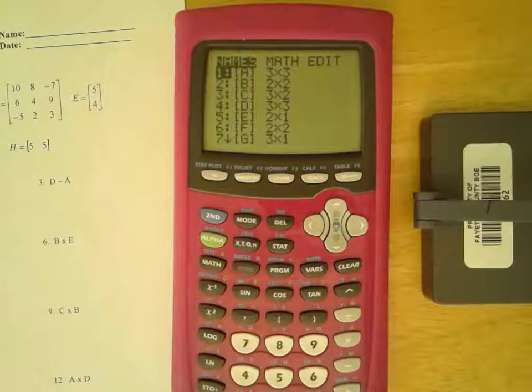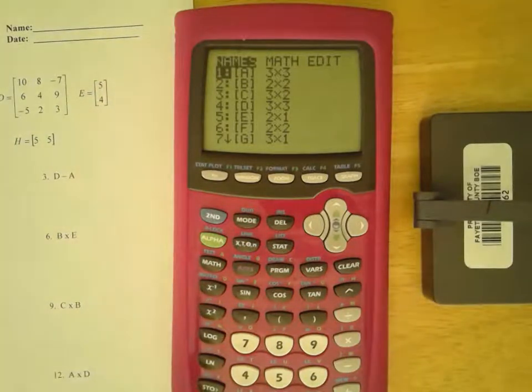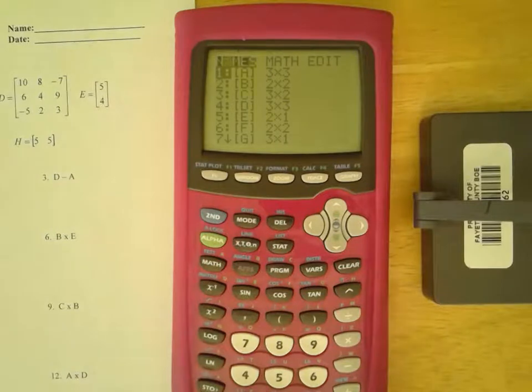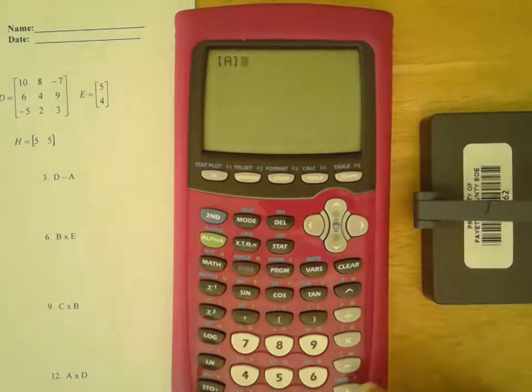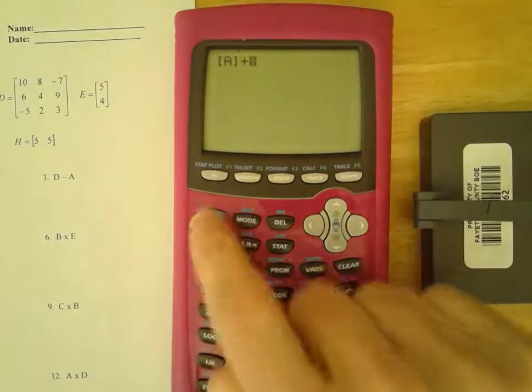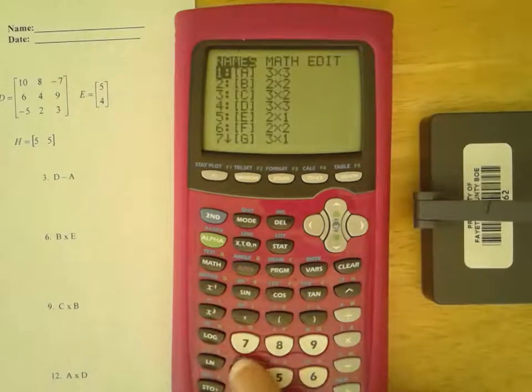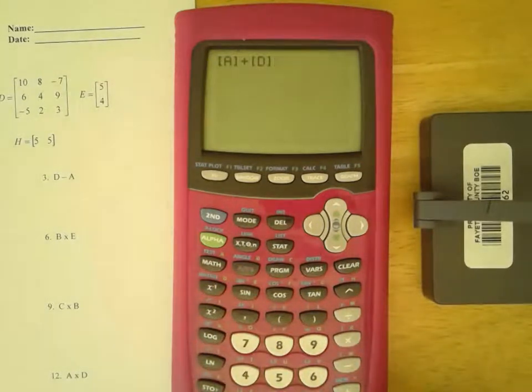Alright, guys. So, hopefully you have entered your matrices now. And what we're going to do next is operations. Very simple. The operations go off the first page. So when you hit second matrix and we want to do A plus D, you just press 1 for A. You press plus and second matrix and you choose 4 for D. And now it's going to add matrices A and D. And you hit enter, there's your answer. I love math.